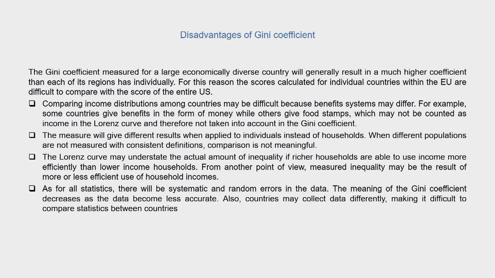Fourthly, as for all statistics, there will be systematic and random errors in the data. So, the meaning of the Gini coefficient decreases as the data becomes less accurate. So, countries may collect data differently, making it difficult to compare statistics between countries. And this is one of the major limitations again when we come to comparability of data across countries.